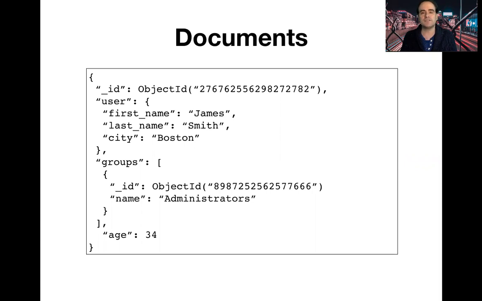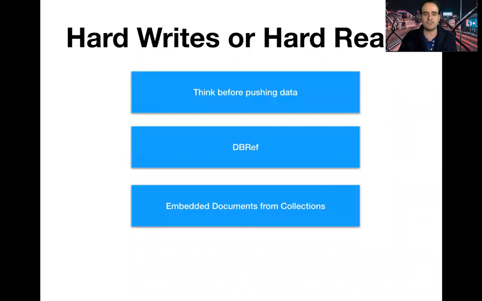You can have a list of dates. You can have a list of strings. You can have a list of objects too. This is the case. You have a list of groups, and each group is having an ID and a name. Then you have another field, which is age. And that field is just having a number. So it's kind of integer.